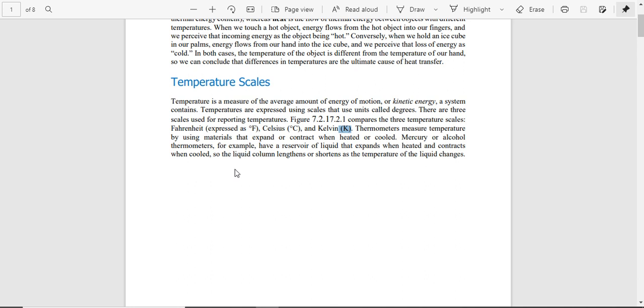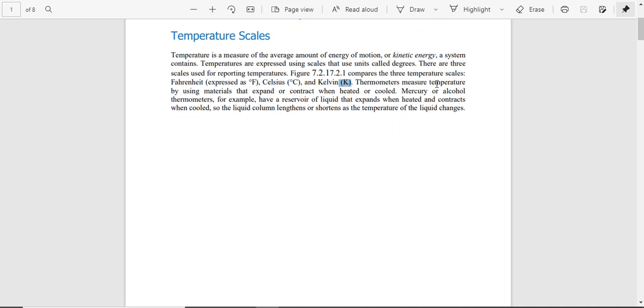Okay, then you have thermometers, which measure temperature by using material that expands when heated or contracts when cooled. So, ang common na ginagamit sa ating thermometer is what you call your mercury or alcohol thermometers. For example, sa reservoirs of water, it expands kung exposed sa heat, then shrinks kung contracted sa cold.